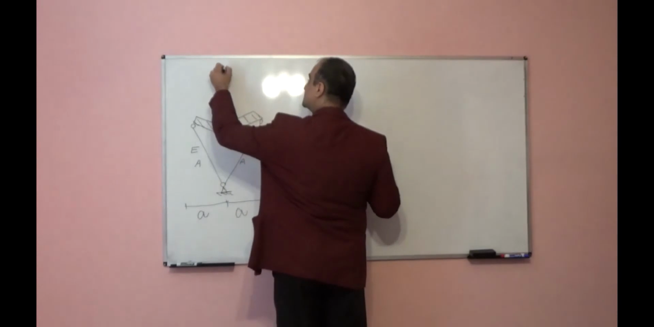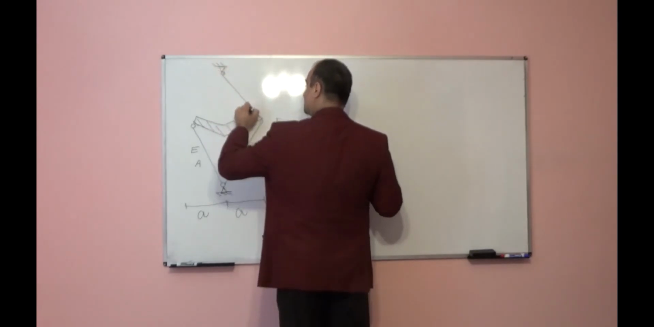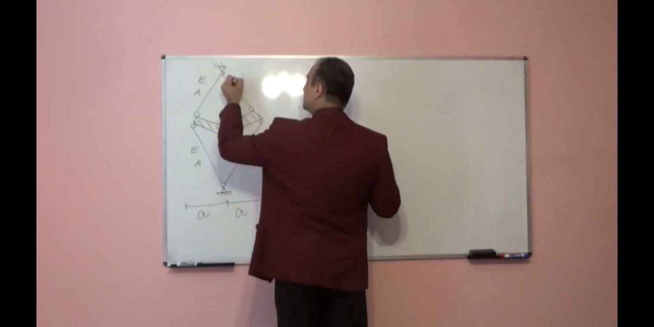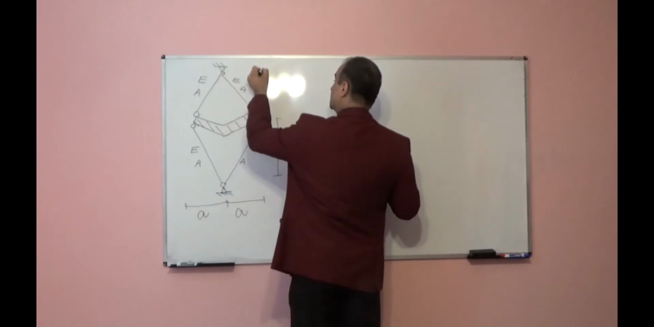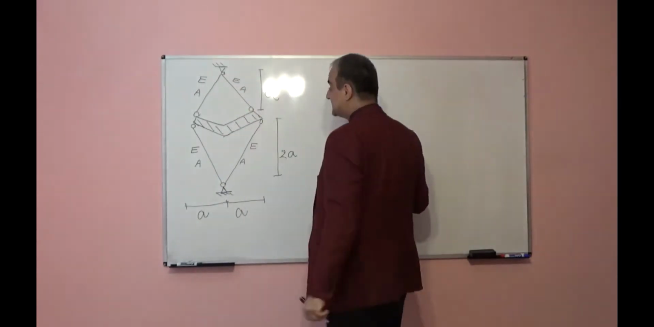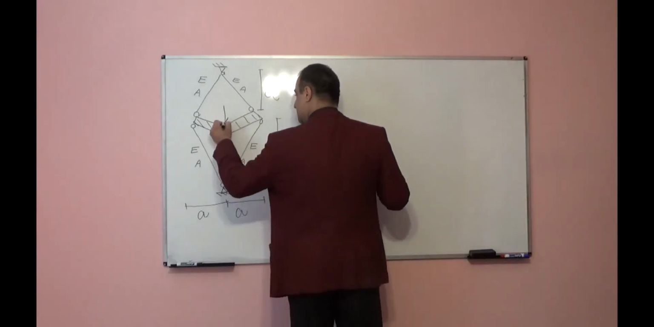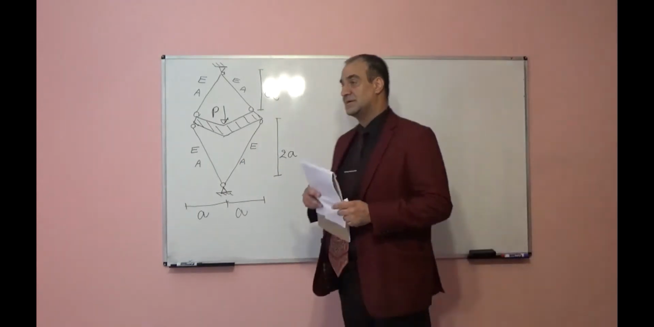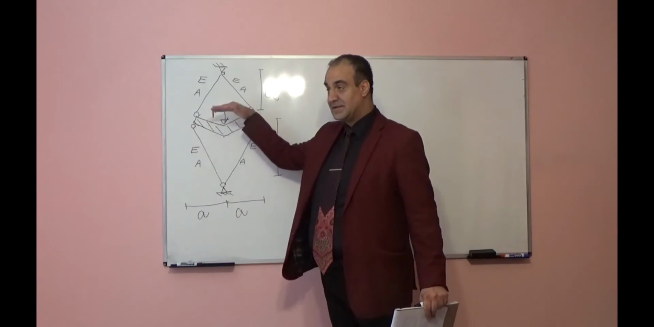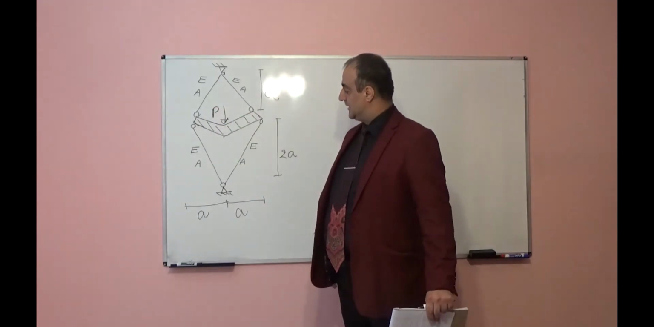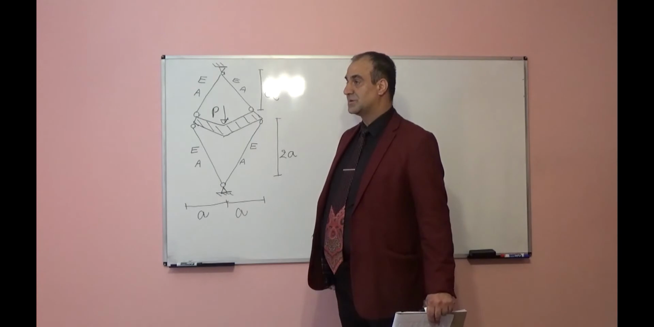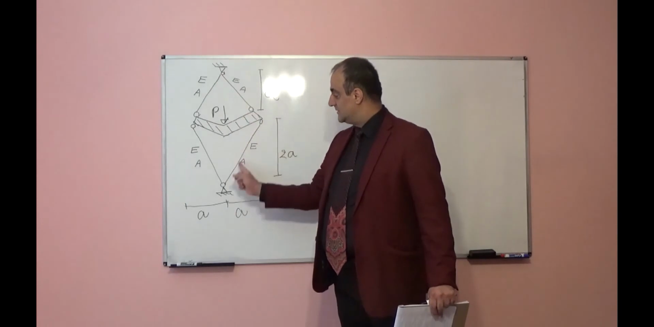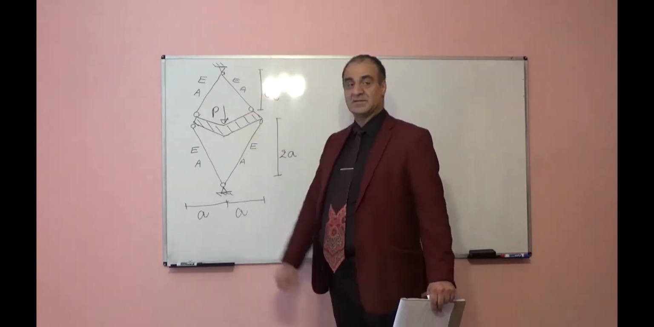And we have the top support and again 2 other rods, and EA, and this height is a. This system is subjected to a concentrated load P here. I want to find delta. Delta means I want to find how much this rigid link will move down. And you see here the deformation in these 2 rods, if it is delta, in these 2 rods should be delta in the vertical direction.